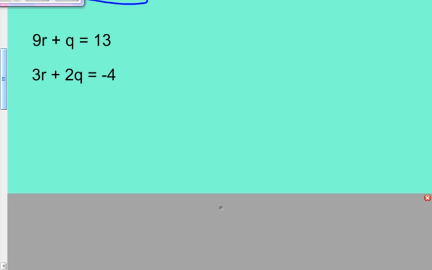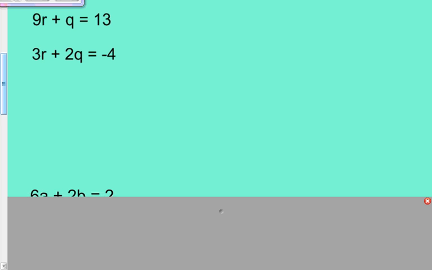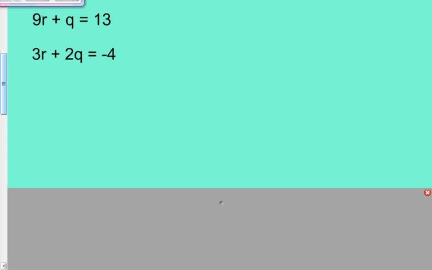So now let's go to another example. In this one, when you look at the R's and your Q's, you're going to want to probably change the Q's. You can change the R's if you want. You can pick whichever one you want. I'm going to change the Q on the top equation. And I want it to have a 2 as a coefficient, and I want it to be negative, so I'm going to multiply with the negative 2.